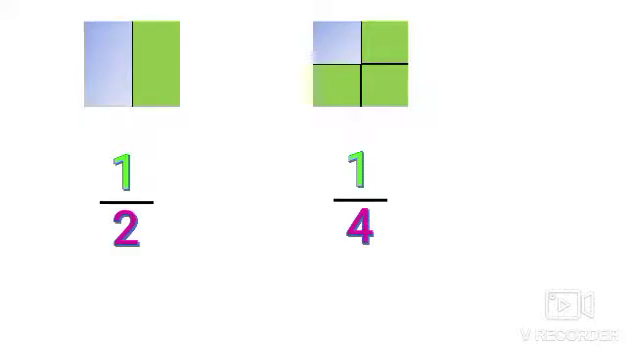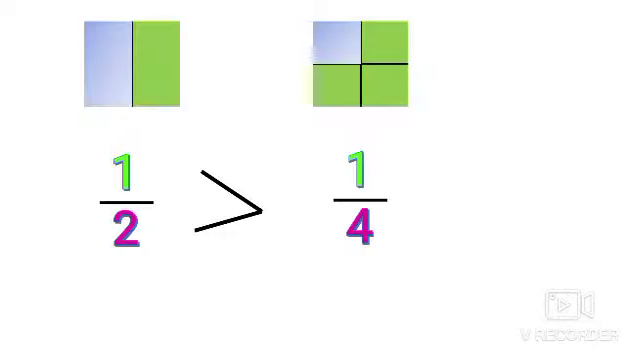Now as you can see here, the denominators are different, that means unlike fractions. Now when unlike fractions are there, how are you going to compare? As you can see here, the numerators are the same. So how are you going to compare? Like this.